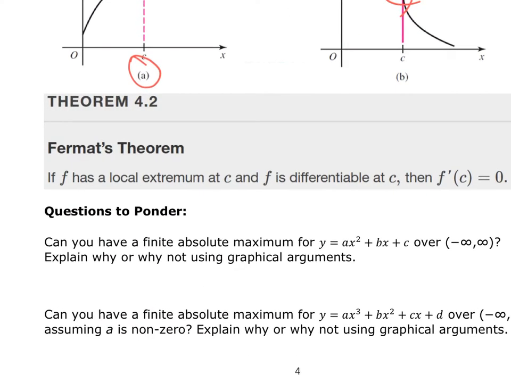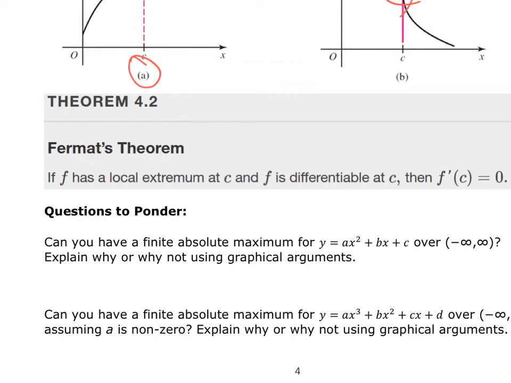That gets us to Fermat's theorem, so I'll let you read through that. Looking at this particular theorem, f has a local extrema at C, and f is differentiable at C, then this must happen. F prime of C must equal 0. So if we have a local extrema and it's differentiable, then at that point, our derivative is equal to 0. Those two things have to happen. First, it has to have a local extrema, and second, it has to be differentiable at that point.